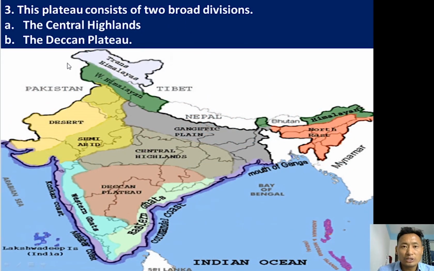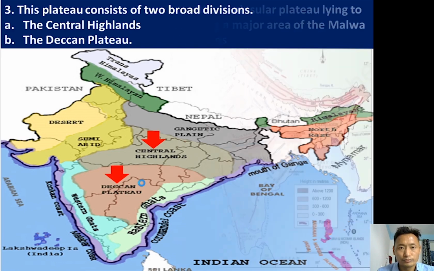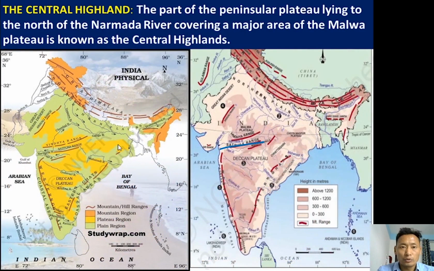The peninsular plateau is further divided into two broad divisions. They are called the Central Highland and the Deccan Plateau. Here, first we are going to learn about the Central Highland, and next we are going to learn about the characteristics of the Deccan Plateau.